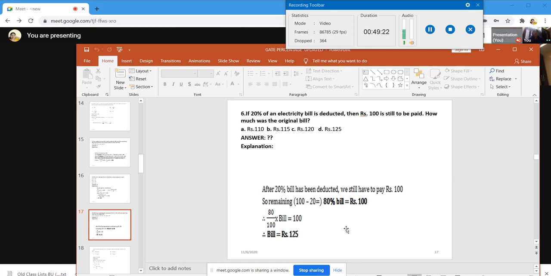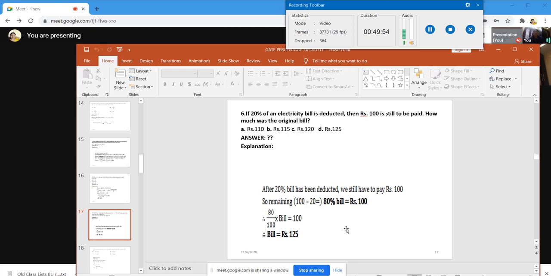If 20% of an electricity bill is deducted, then rupees 100 is still to be paid. How much was the original bill? After 20% of the bill has been deducted, we still have to pay 100. So the remaining bill is 100 minus 20, which is 80%. That means 80% of the bill is nothing but 100.